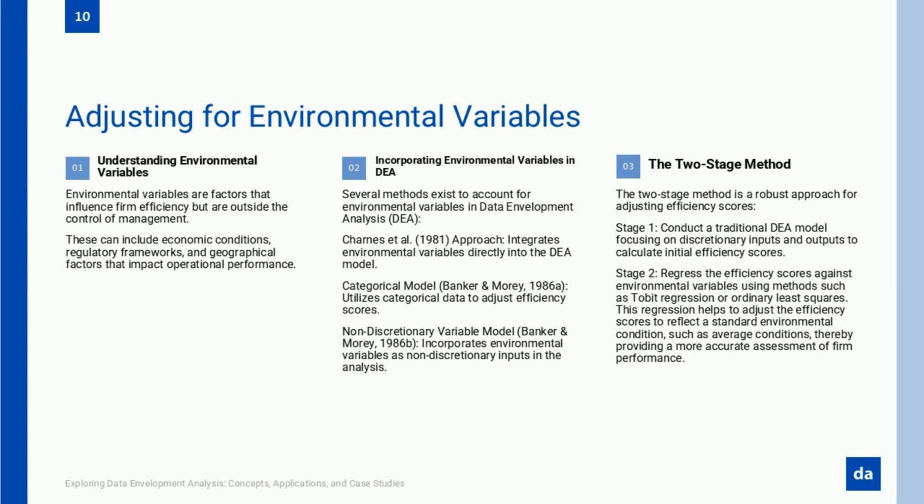In stage 1, we calculate efficiency scores just like normal. Then in stage 2, we adjust those scores based on the environmental variables. It's like giving the uphill runner a handicap to level the playing field. For example, if one factory is in a region with higher taxes and stricter regulations, while another is in a business-friendly zone, the two-stage method adjusts for that. It doesn't let the second factory look better just because it had an easier environment. Fairness restored.